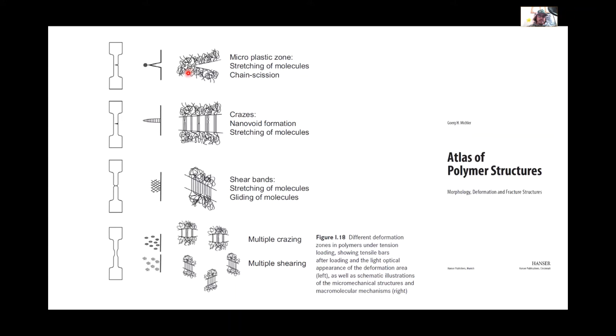This is a dog bone tensile specimen, a little schematic. We start getting stretching of the molecules, stretching of the polymer chains, actually. Then you get chain scission, and many things can cause chain scission. Moisture can actually cause chain scission, so it's important to keep at least raw polymers dry, because that can lead to a definite problem in terms of mechanical strength.